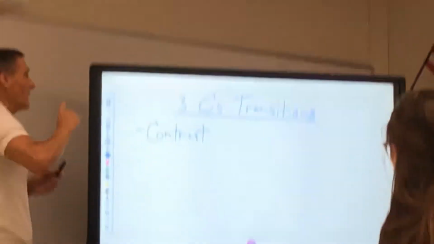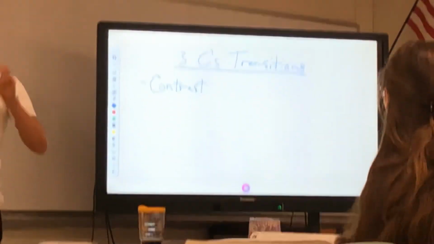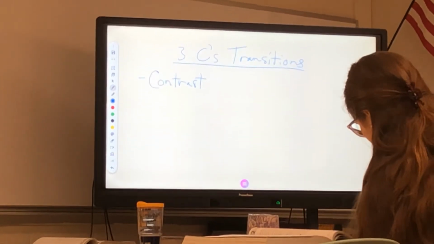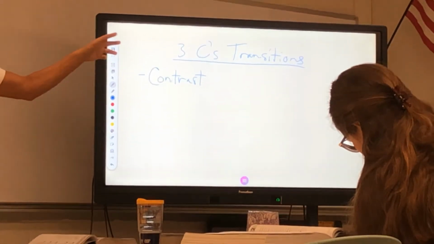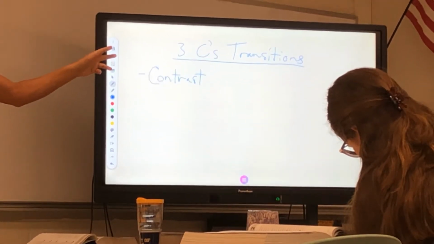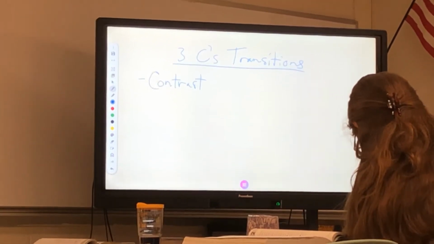Okay, so one of the questions has to do with what I call the 3 C's transitions. So they're transition words or phrases that connect information. Your job is to determine what's the relationship. Does this information that comes after contrast with the first information?